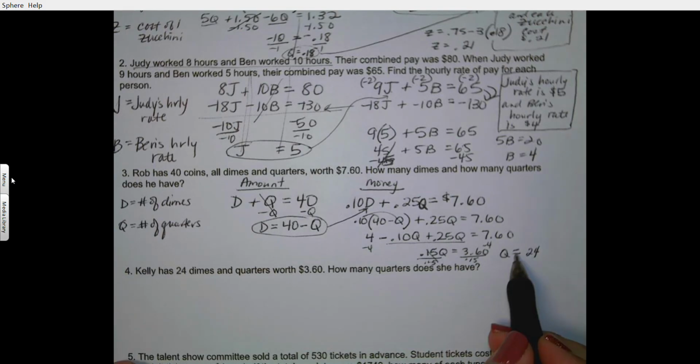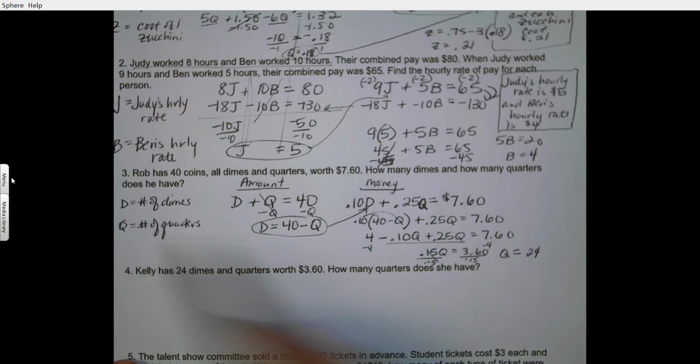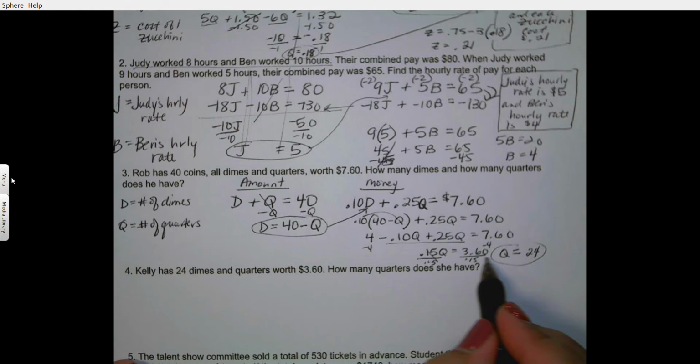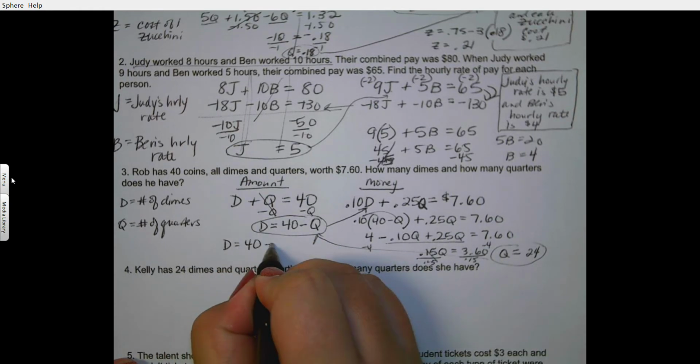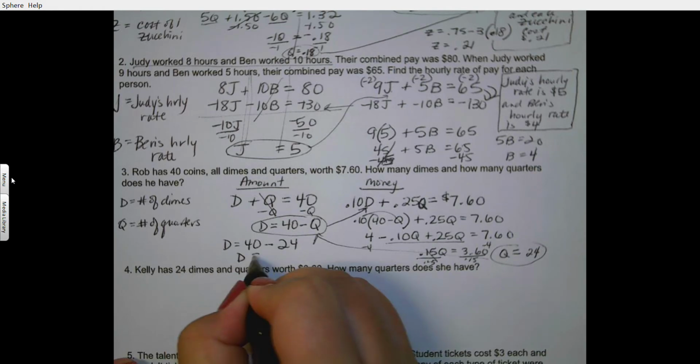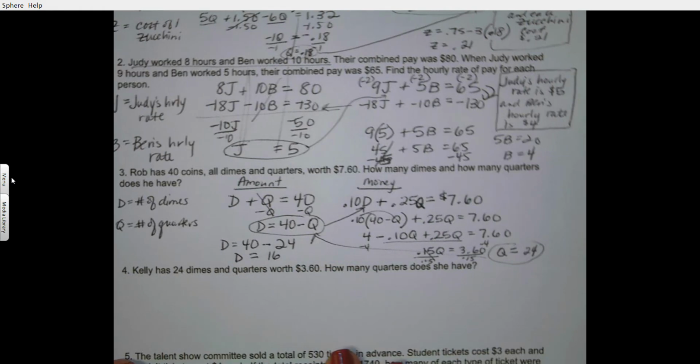So now I know there are 24 quarters. Now I take this and plug it in right here to figure out the number of dimes: 40 minus 24, and the number of dimes is 16. So my actual answer is Rob has 24 quarters and 16 dimes.